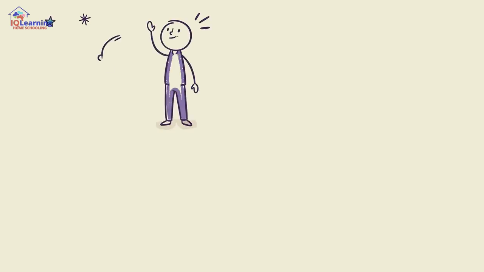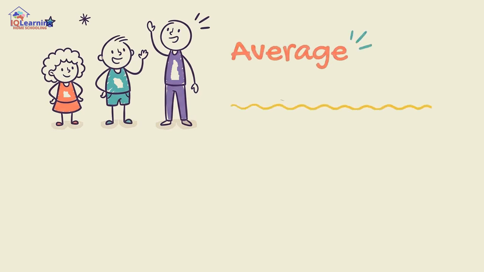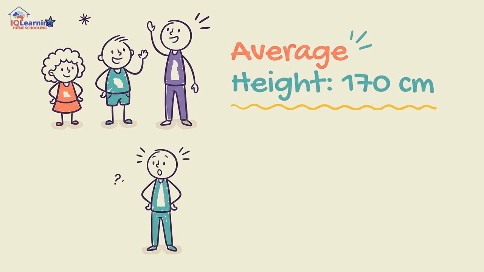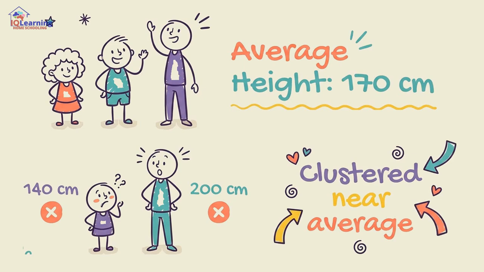Imagine measuring the heights of every student in a school. Some students are short, some are tall, but most are somewhere in the middle. Suppose the average height is 170 centimeters. You might find a few students around 140 centimeters and a few around 200 centimeters, but those are uncommon. Most students are clustered near the average.